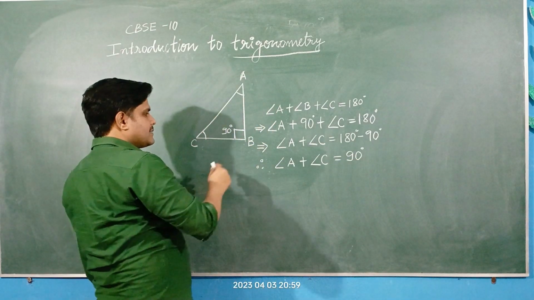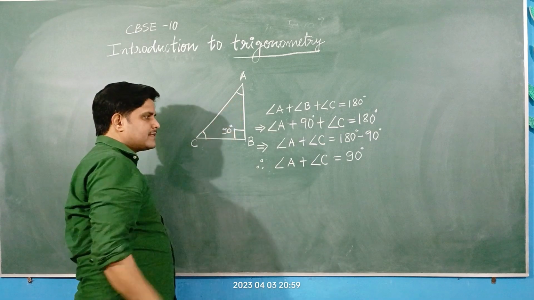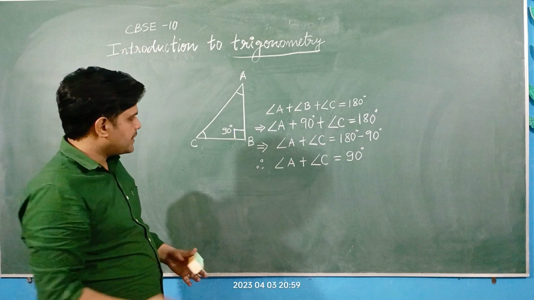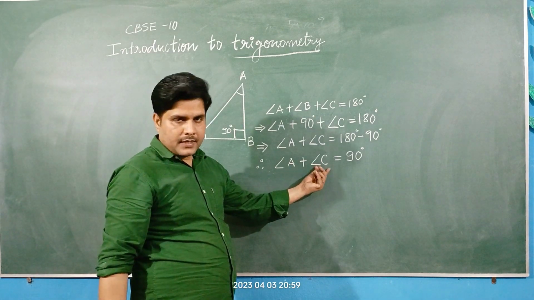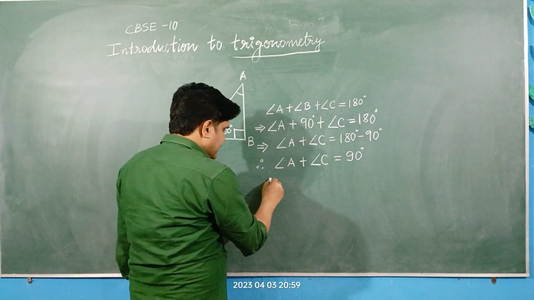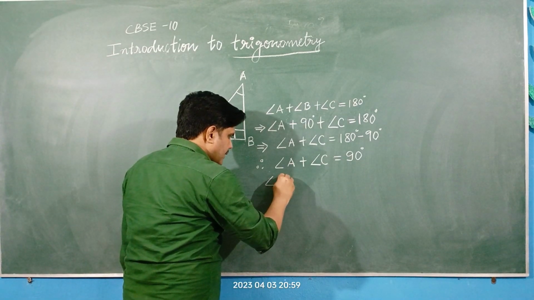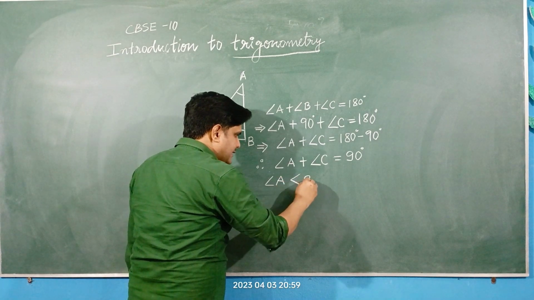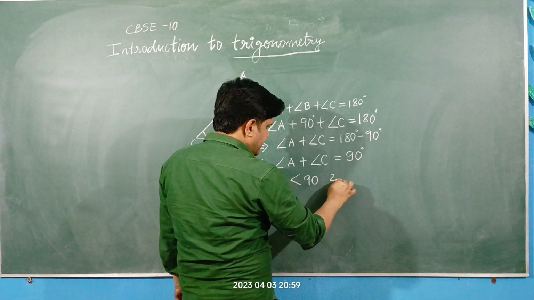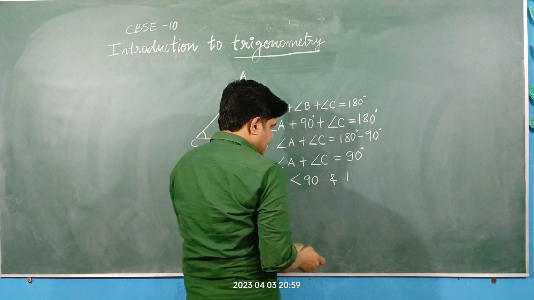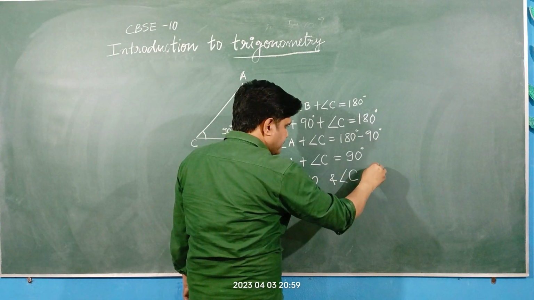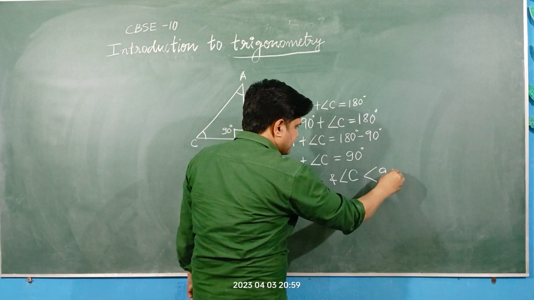So now you can understand that A and C together measure 90 degrees and B alone measures 90 degrees. So if there are two angles A and C and their sum is 90 degrees, then we can say clearly that A alone is less than 90, and C alone is again less than 90.